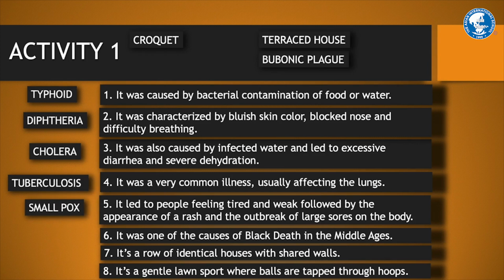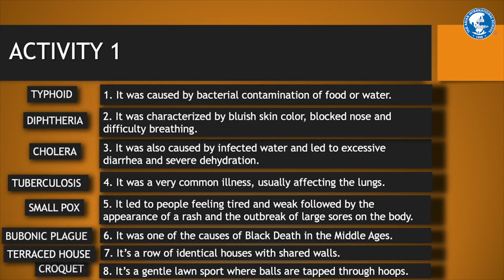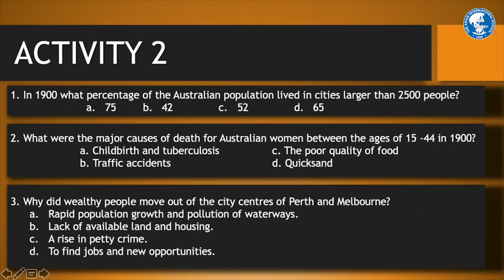Next, it was one of the causes of the Black Death in the Middle Ages. That's bubonic plague. And it's a row of identical houses with shared walls. That's a terrace house. And lastly, it's a gentle lawn sport where balls are tapped through hoops. That's what we call croquet. Well done! Now let's move on to our second activity.